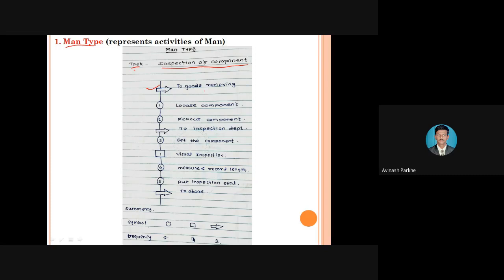Transportation. Transportation means the man or that particular worker is moving from that particular machine to that particular job. Because if I have to go for the inspection, first of all I have to go to receive that component. That movement of that particular man is represented by this transportation symbol, or the arrow represents the transportation, meaning that operator is moving towards that particular job.